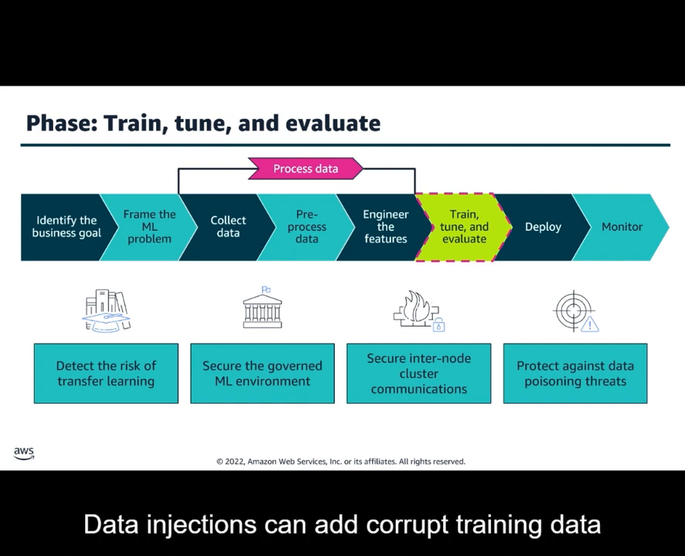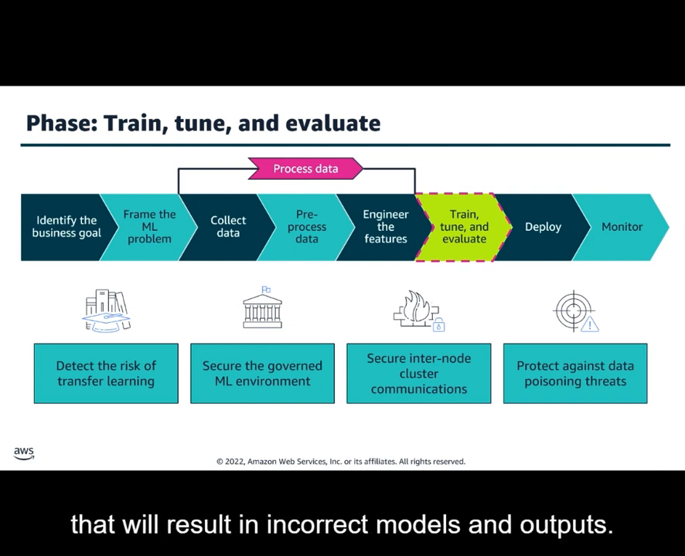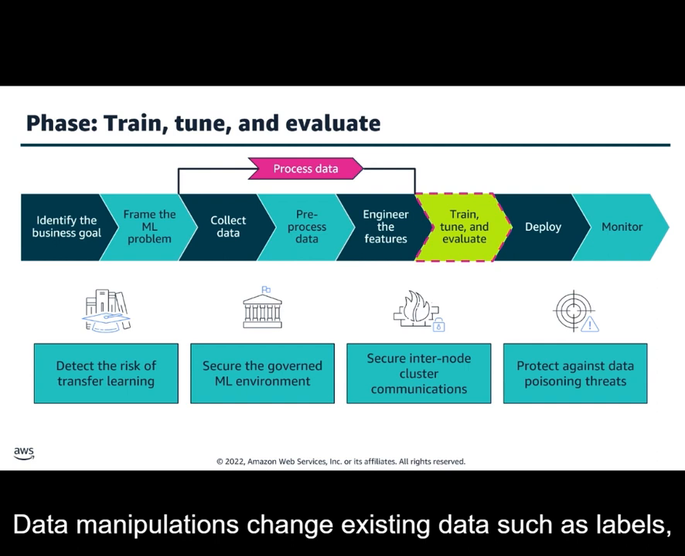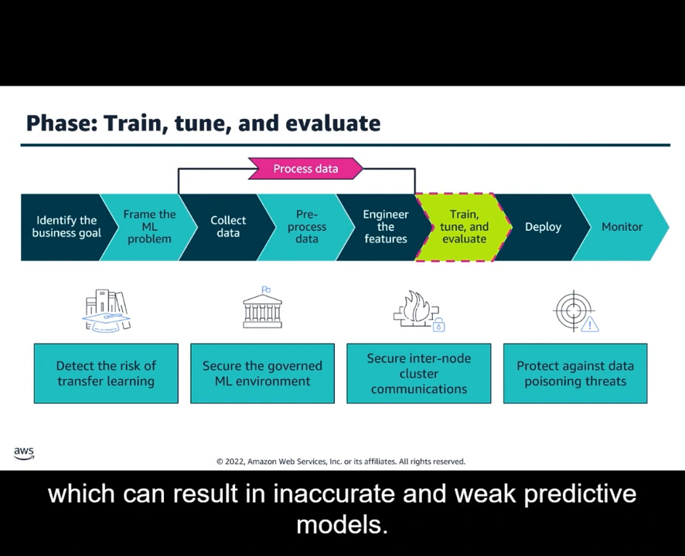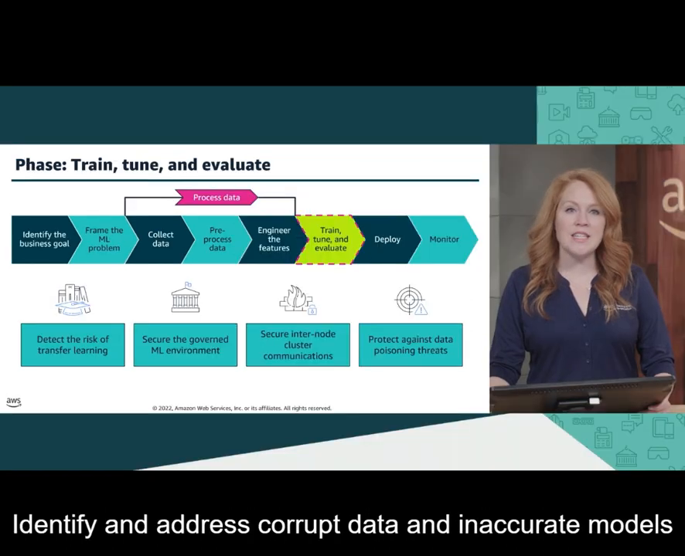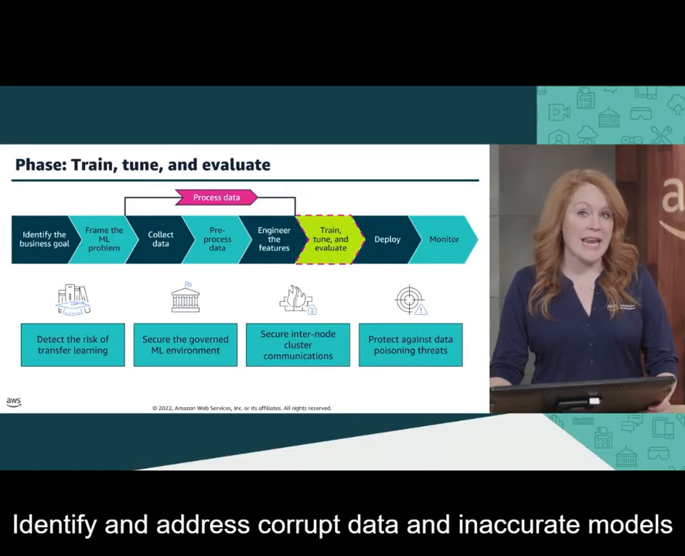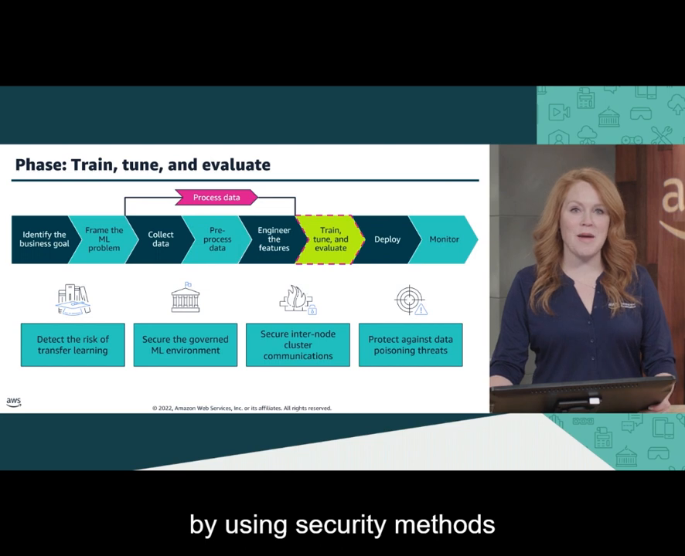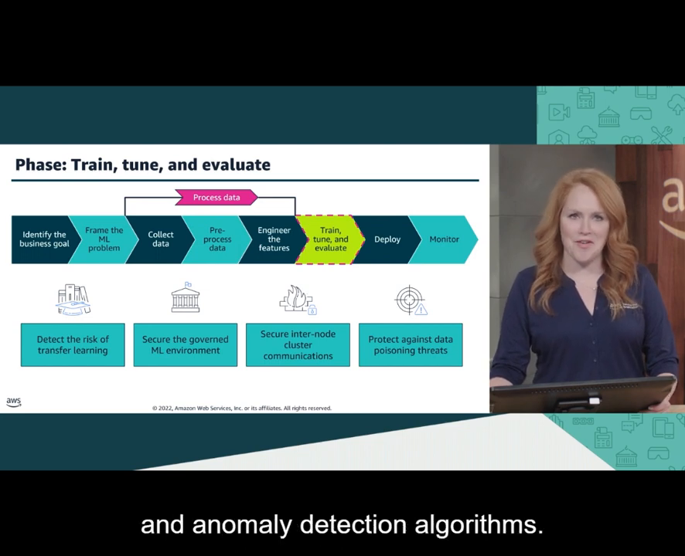Data injections can add corrupt training data that will result in incorrect models and outputs. Data manipulations change existing data such as labels, which can result in inaccurate and weak predictive models. Identify and address corrupt data and inaccurate models by using security methods and anomaly detection algorithms.